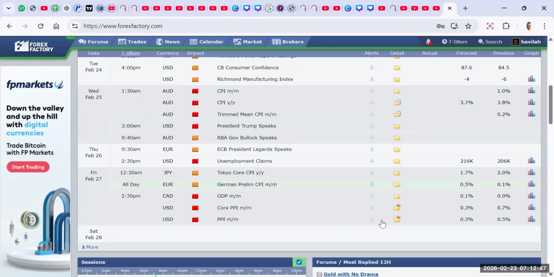But on Tuesday, we have CPI from Australia by 1:30 a.m., and three events: CPI monthly, CPI yearly, and the trimmed mean CPI. So volatility is expected Wednesday morning by 1:30 a.m. from Australia. On Thursday, the key event will be the employment claims from the United States. And Friday, we'll have GDP from Canada, core PPI, and PPI monthly from the United States.